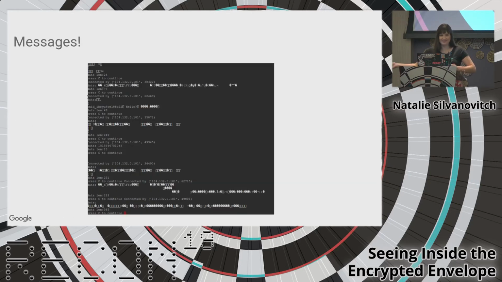And finally, I had messages. I was so excited when this worked. This is from Facebook Messenger.